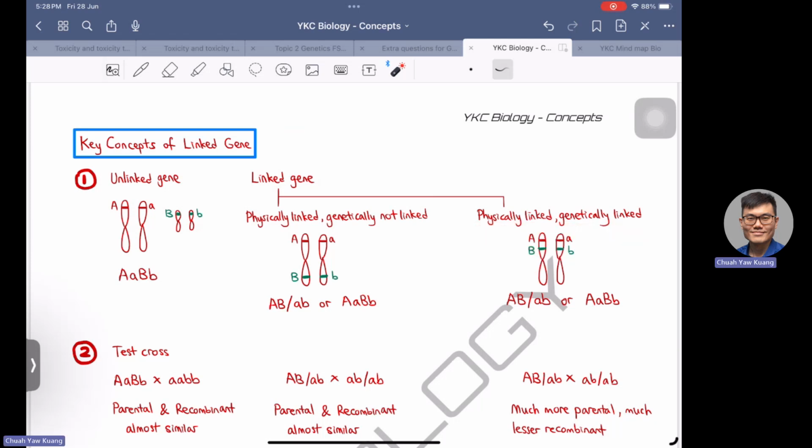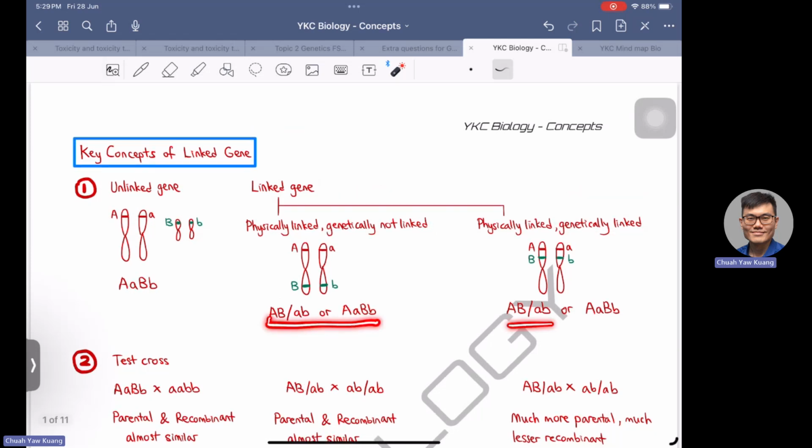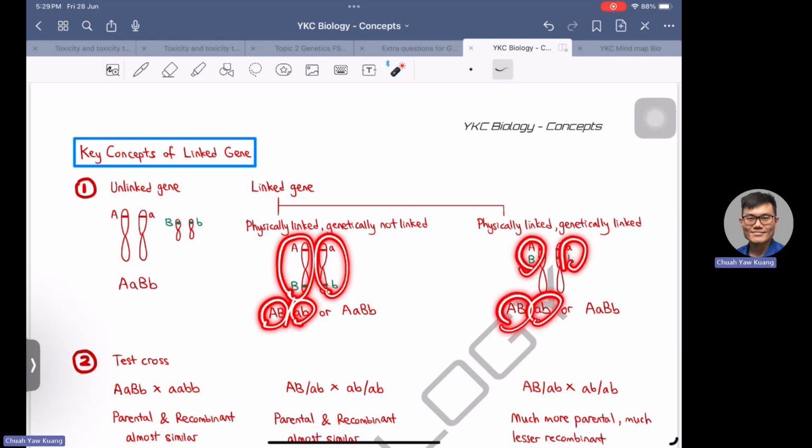The way to write linked genes, whether genetically not linked or genetically linked, is basically the same. Those two genes that occur on the same chromosome, we will write together. And then the small a, small b that occur on another chromosome, we'll write together. Same thing goes for those linked genes that are genetically linked.